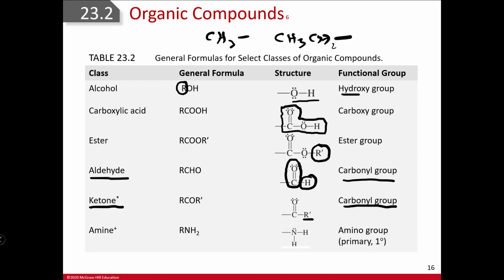And then the last one we've talked about before, it starts out as ammonia. We knock off one of the hydrogens. Now we have a bond here, and so it's called an amino group. This is called a primary amine. We have only one attachment there to the alkyl group: primary amine.